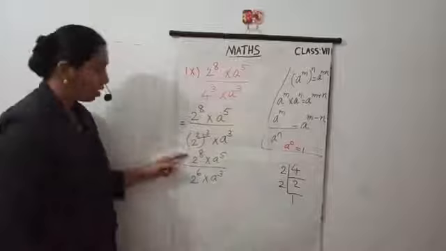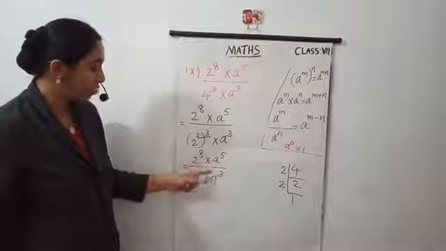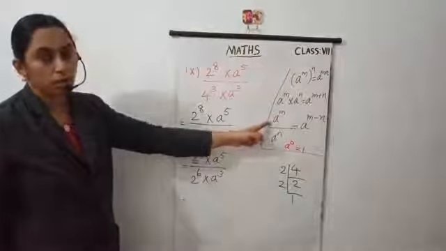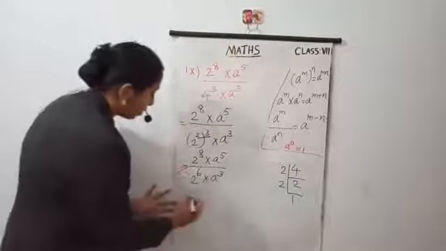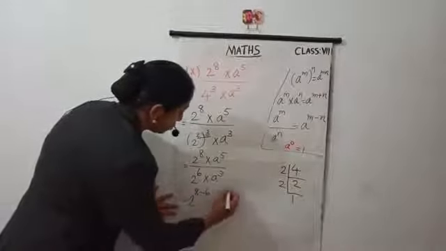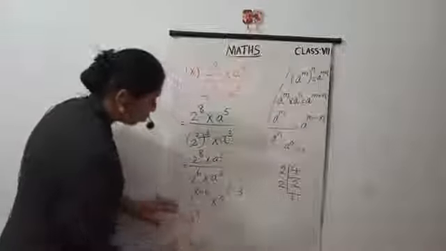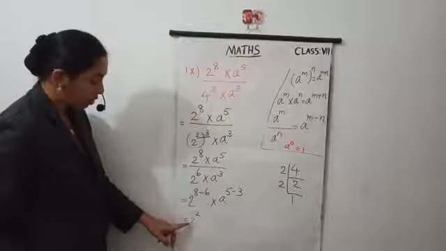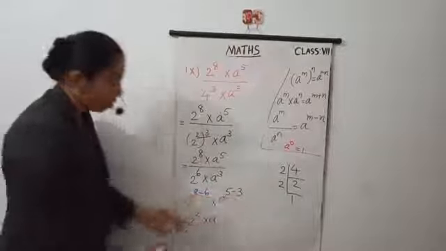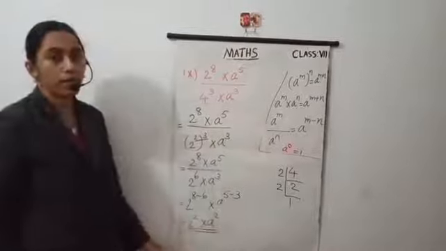Now look, this 2 raised to 8 and 2 raised to 6 have the same base, and a raised to 5 and a raised to 3 have the same base. So we can use this law of exponents. So this can be written like 2 raised to 8 minus 6 into a raised to 5 minus 3. 8 minus 6 is 2. So this is 2 raised to 2 into a raised to 5 minus 3, also 2. So the final answer is 2 raised to 2 into a raised to 2.